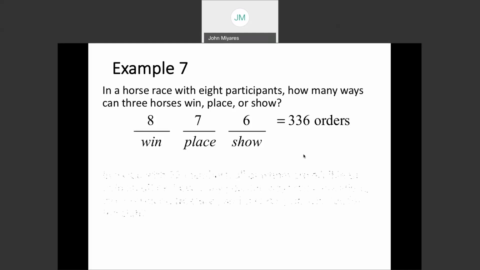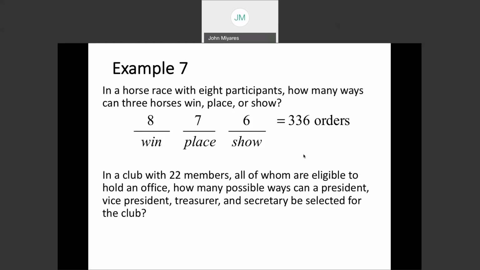How about we pause for a minute to have you try this one on your own? In a club with 22 members, all of whom are eligible to hold an office, how many possible ways can a president, vice president, treasurer, and secretary be selected for the club?